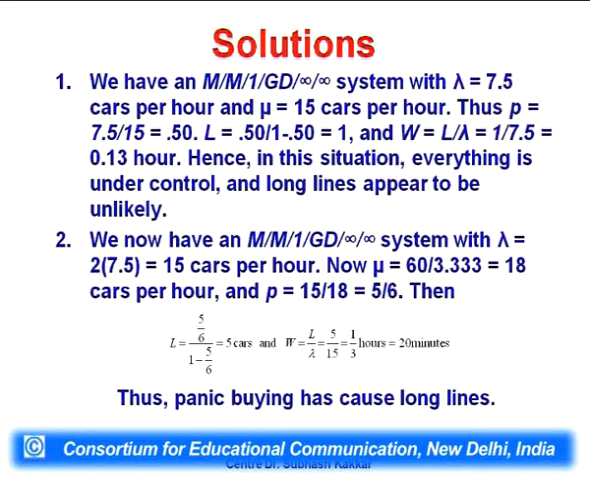And so let us discuss only one formula where we want to calculate the length. L is 5/6 divided by 1 minus 5/6, which is equal to 5 cars, and the waiting time W is L by lambda, 5 divided by 15, which is 1/3 hours, equal to 20 minutes. If we use this formula, we will get answers to our queries.